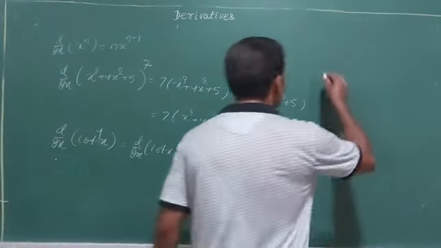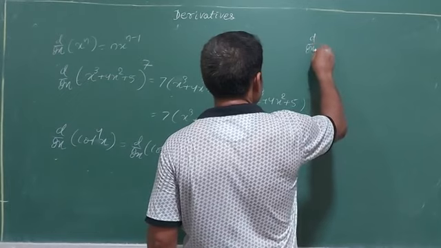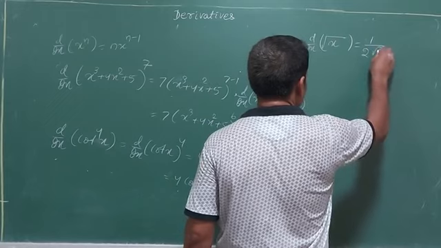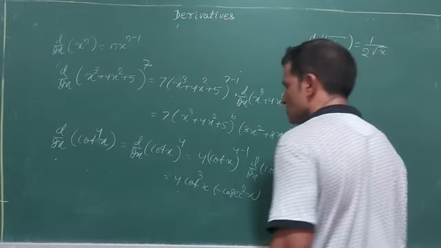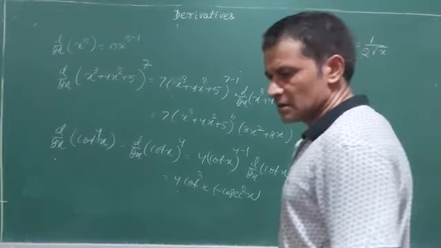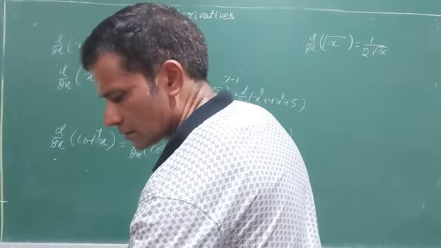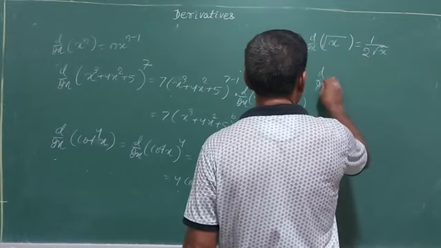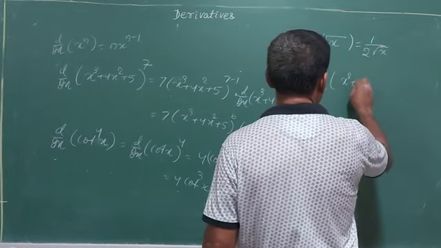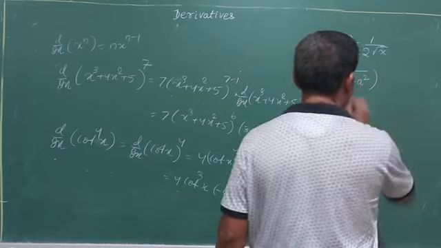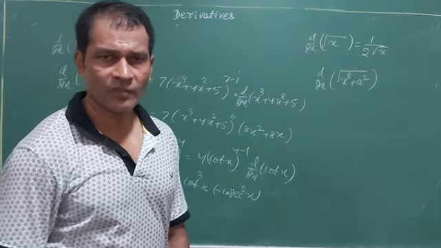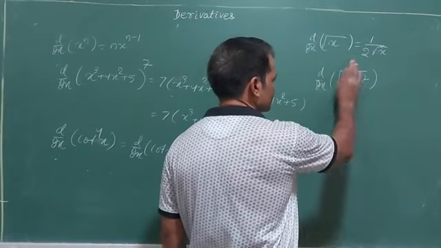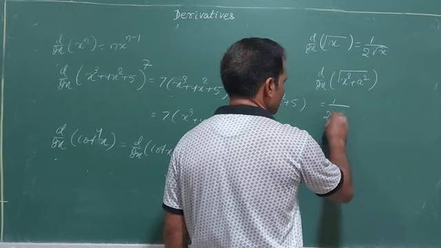So first, d by dx of root x, the formula is what is the derivative? 1 by 2 root x into the derivative of x, that is equal to 1. Alright, suppose instead of root x, if I get d by dx of root under x square plus a square, I treat this as root x. 1 by 2 root x.